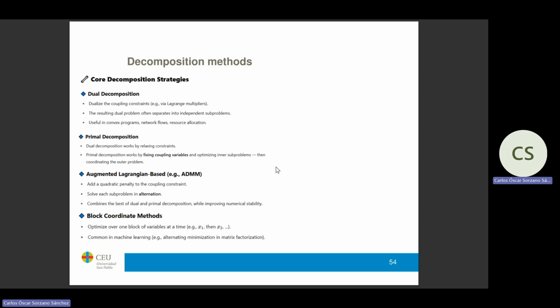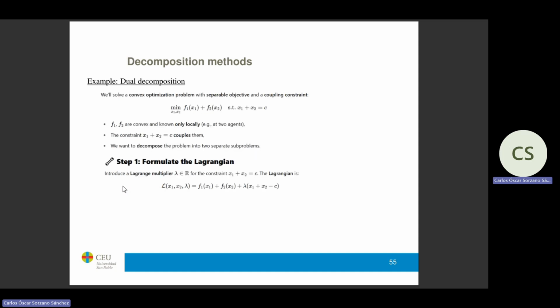Okay, so these are the techniques that we will see: dual decomposition, primal decomposition, ADMM that we will see next lecture, and the block coordinate method. These are the characteristics of each one. This is a summary of what we will see. So we need to see the summary. So let's start with dual decomposition.